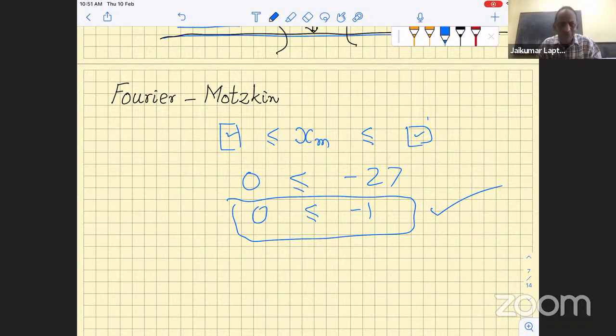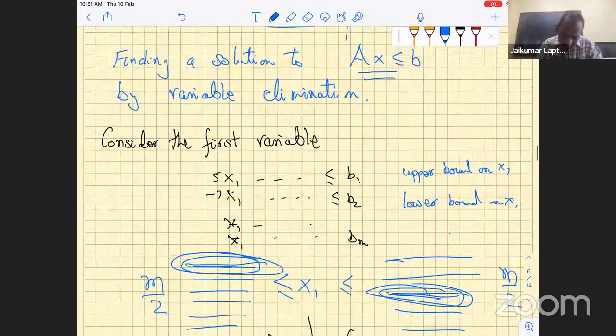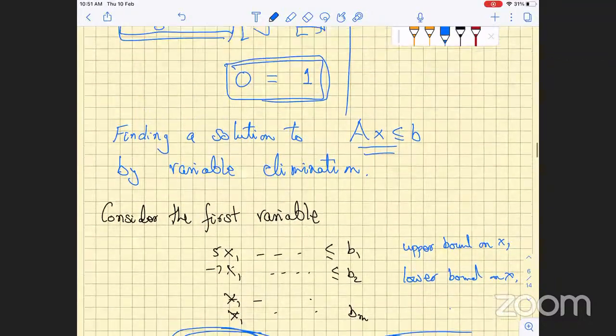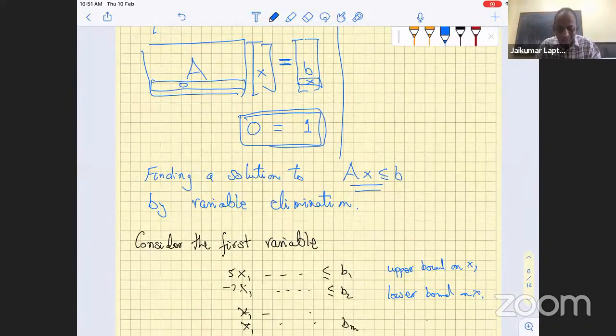If it was not intuitively clear, or you see a pitfall or some fallacy, please ask. And if there are only lower bounds or only upper bounds, then you just eliminate the variable. Then you don't need to bother about the variable.